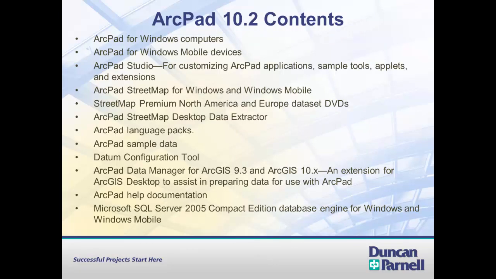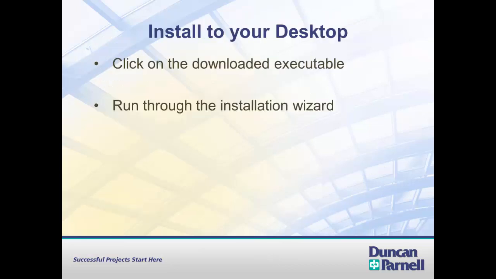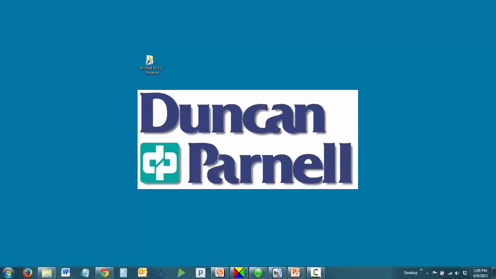Once you install ArcPad, these are the different components you're going to get. You're going to get ArcPad for Windows, ArcPad for Windows Mobile, you can get Studio, Street Maps, etc. Let's go ahead and install to the desktop. So I'm going to click on the downloaded executable and run through the installation wizard. Here is my shortcut to my software.